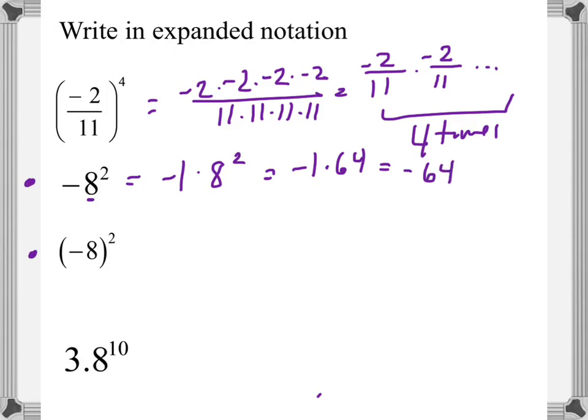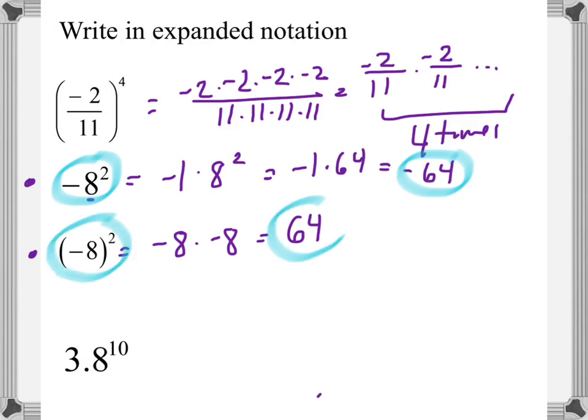So in this case, the result would be negative 64, whereas in this case the base is negative 8, so you do negative 8 times negative 8. Well, negative times negative is positive, so you get positive 64. So it's very, very different.